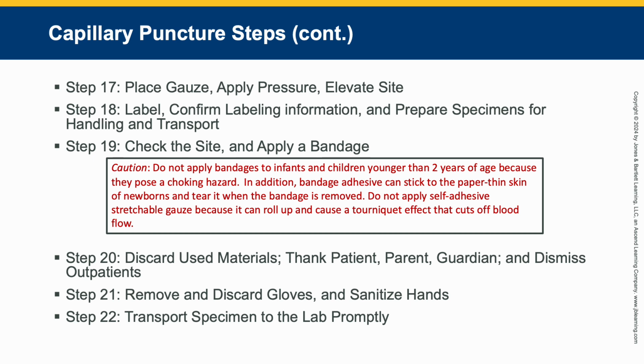Step 20, discard your used materials. Thank your patient for allowing you to do this, or the parent or the guardian if it is a child or a baby, and dismiss your outpatients. If they came to you to be stuck, when you're finished labeling and everything, you can say you're free to go. Step 21, remove and discard your gloves, sanitize your own hands. Step 22 is where we've already prepared it. Now we are ready to take the specimen to the lab promptly. Okay?